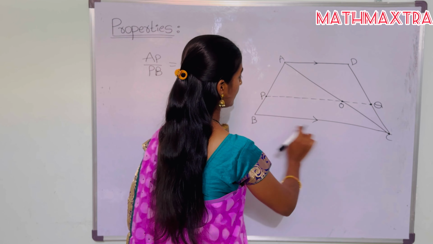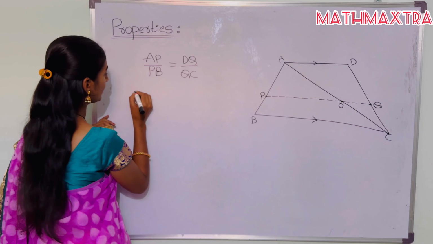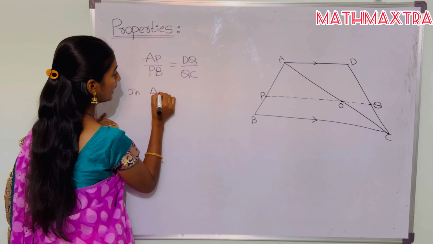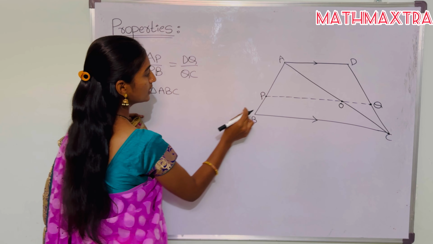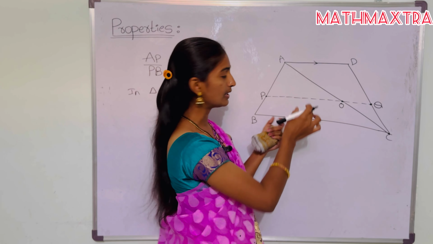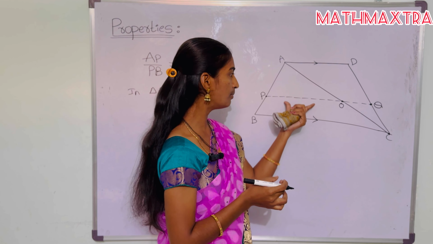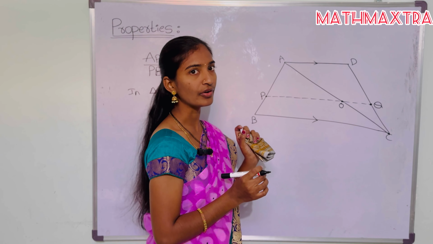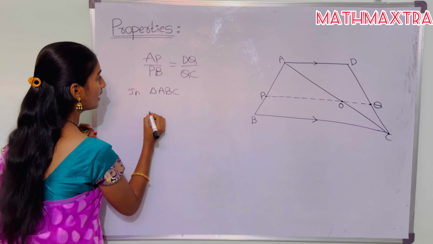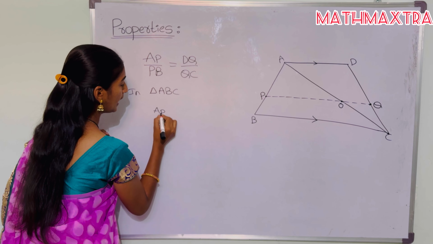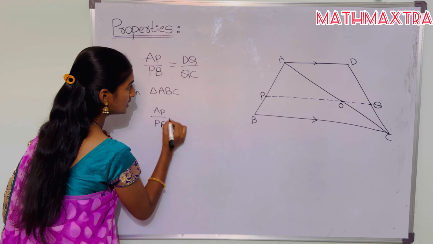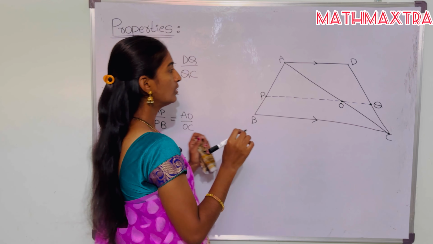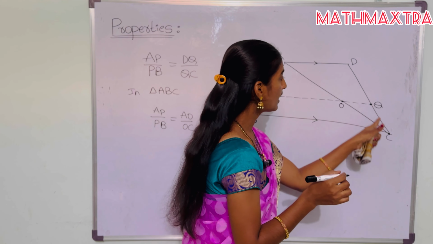See, you take this triangle ABC. In triangle ABC, what happens according to Thales theorem? If you draw a line parallel to the base, then this parallel line divides the other two sides proportionally, right? So I am writing AP by PB, which is always equal to AO by OC, isn't it? Now you consider this triangle.